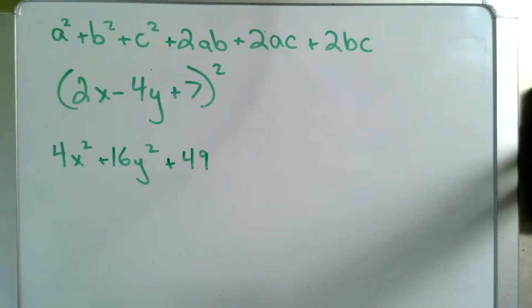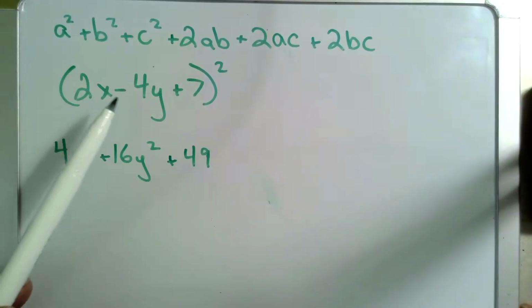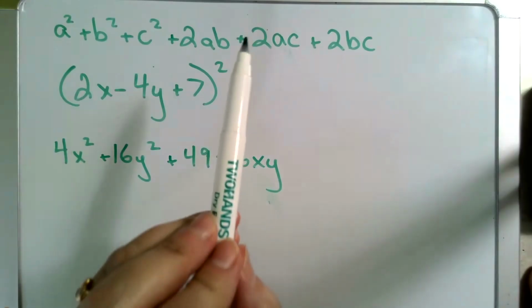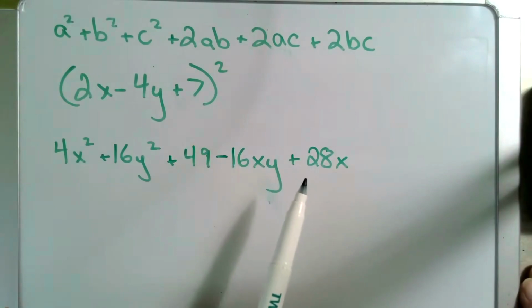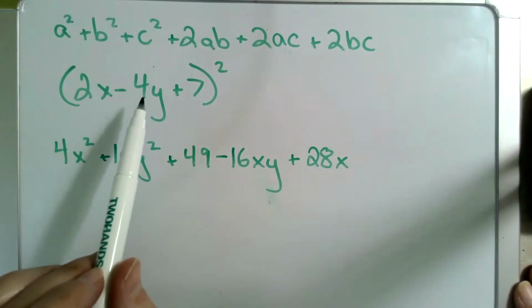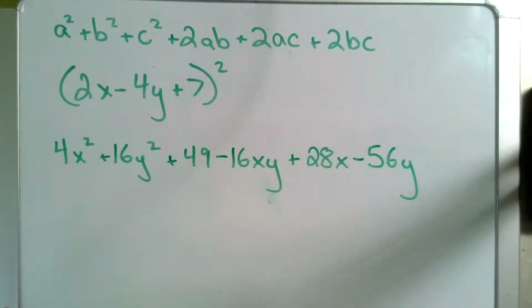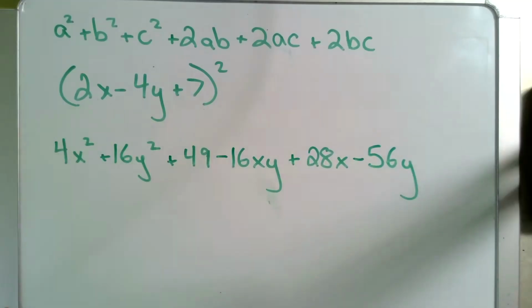And 7 squared, that's 49, plus 2 times 2x times minus 4y, that's minus 16xy, 2 times 2x times 7, that's plus 28x, plus 2 times minus 4y times 7, that's minus 56y. And that is the squaring of this trinomial without having to do out all the terms and combine like terms.